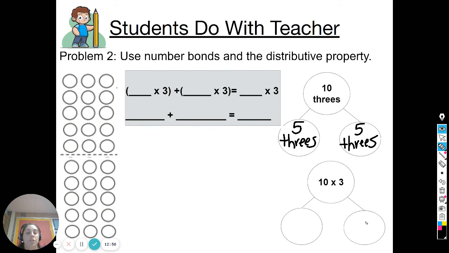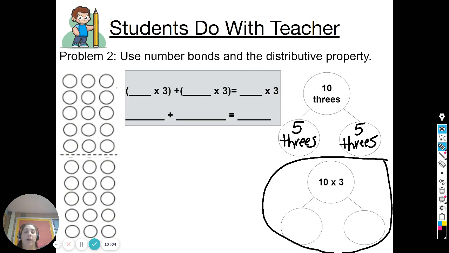Now, what I would like you to do on your whiteboard is I would like you to make this number bond down here on your whiteboard and fill in the blanks with the equations. Okay, so 10 times 3 is on top, so what numbers go in those 2 bottom circles? Go ahead and do that on your whiteboard.